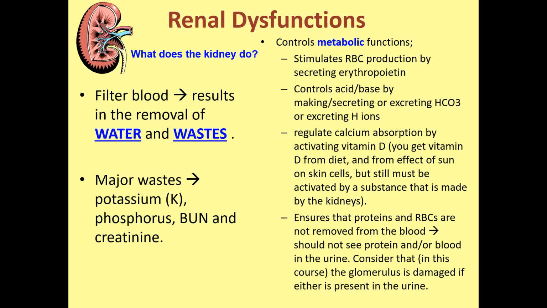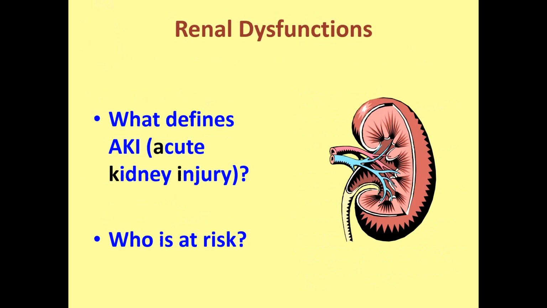And then the kidney also ensures that proteins and red blood cells are not lost in the urine because we need those things and we don't want stuff that we need dumped out into the urine. So the kidney is also like a gatekeeper to ensure that things stay in the body and don't go out of the body. Now, what about renal dysfunctions?